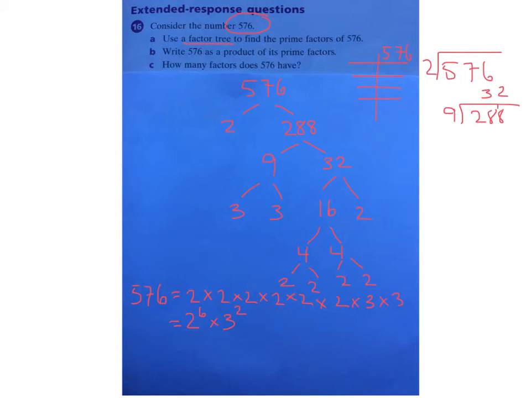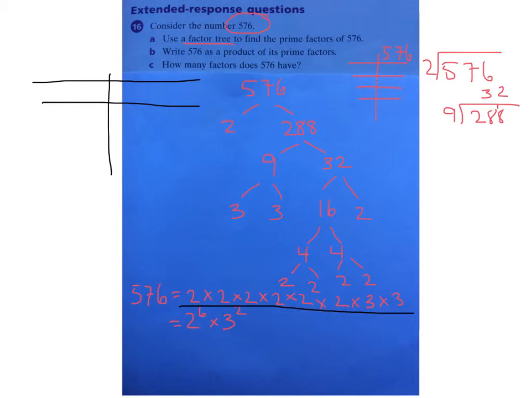And part C says, how many factors does 576 have? And this part's a little bit tricky, but see if you can follow. Okay, we're going to use another table, and we're going to look at a combination of multiplication of all of these prime factors. So, for instance, 2 is just 2. 2 times 2 is 4. 2 times 2 times 2 is 8.